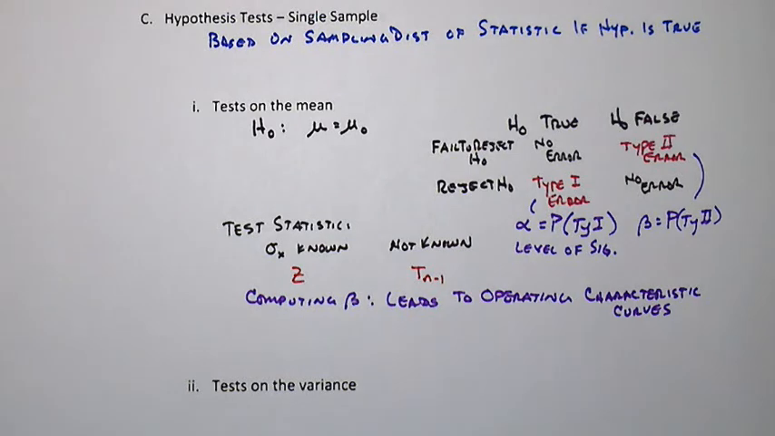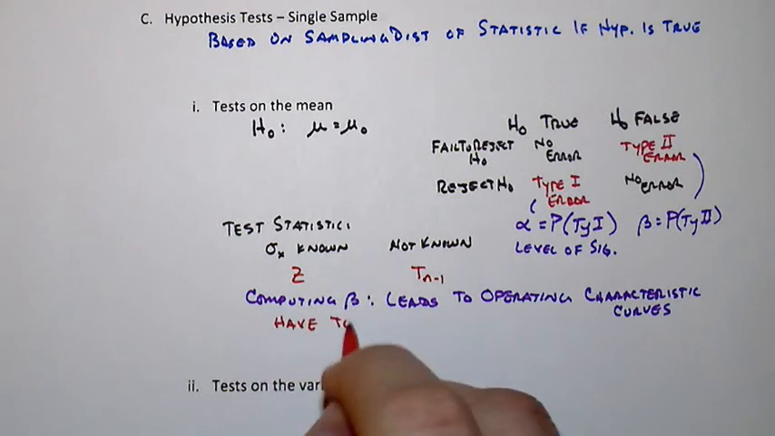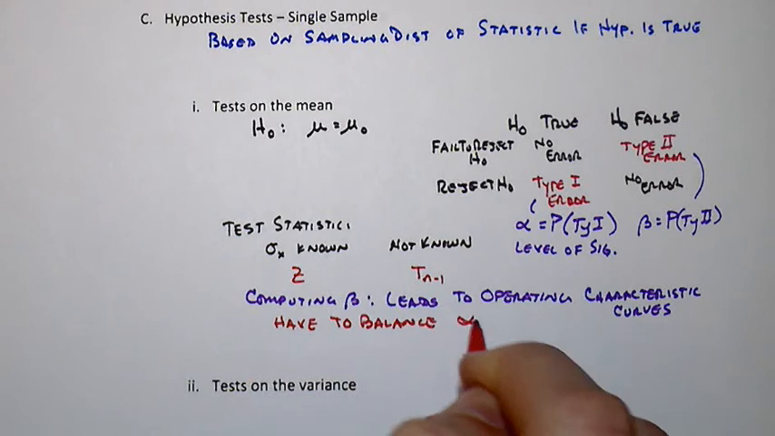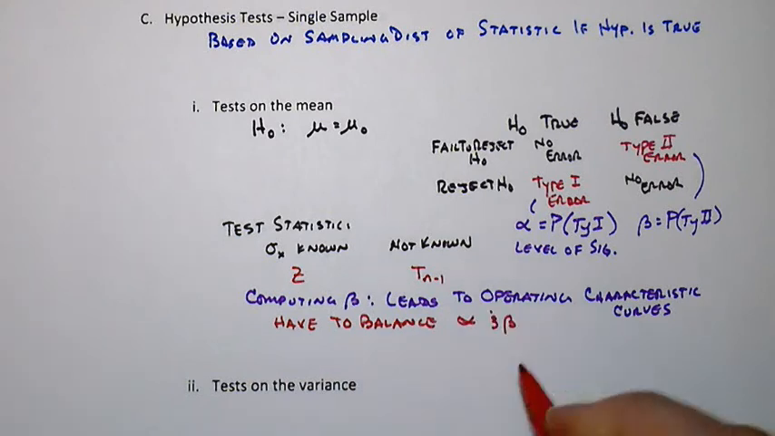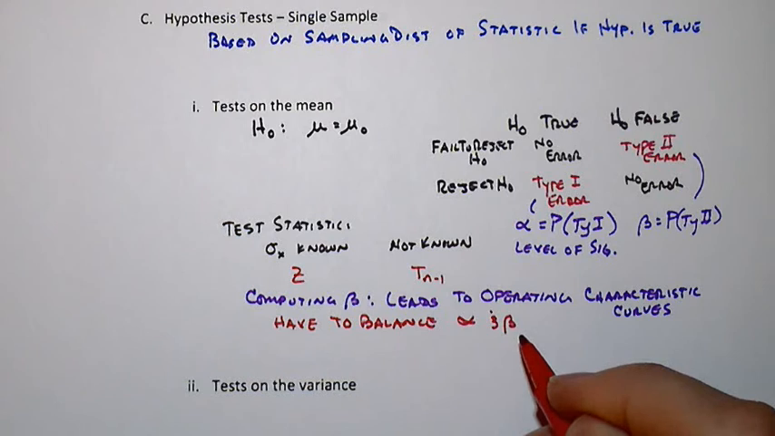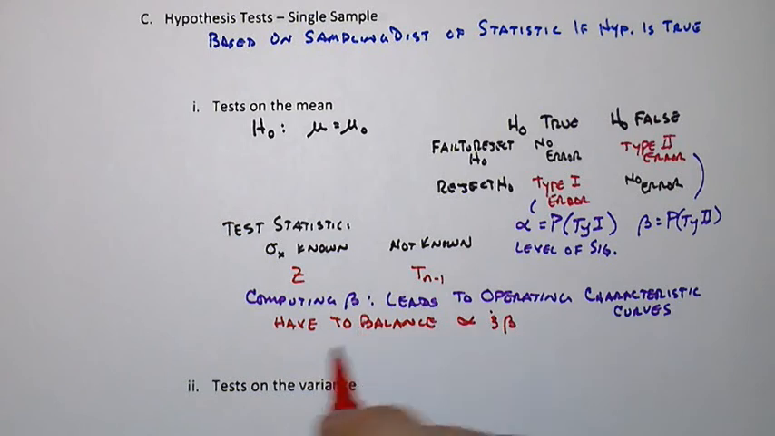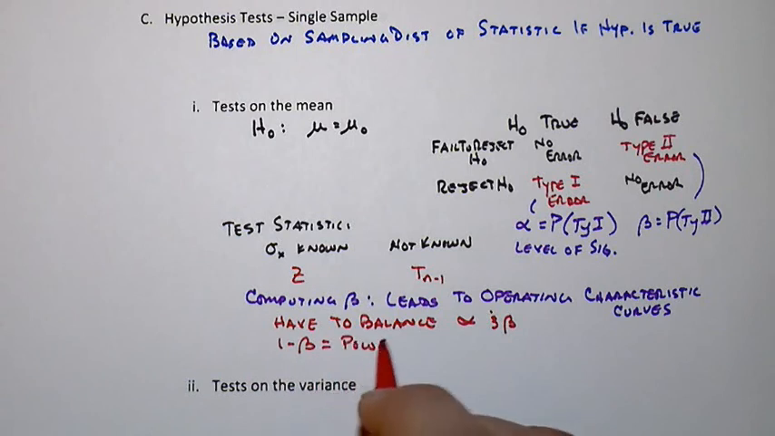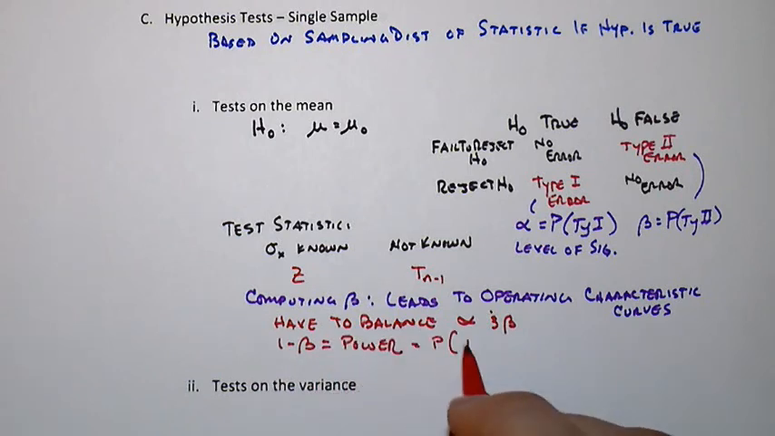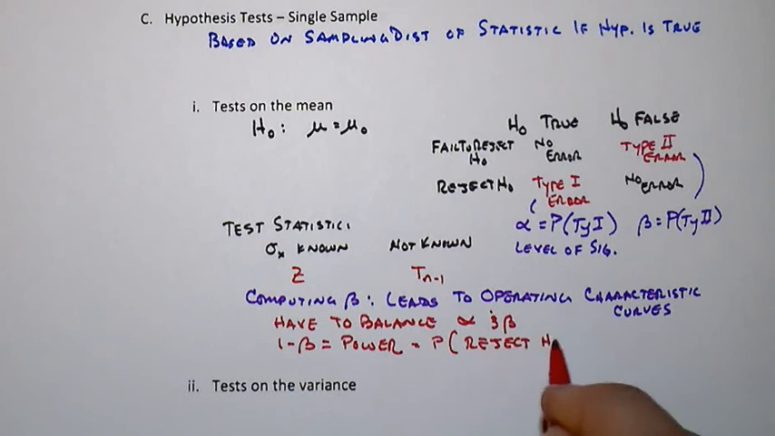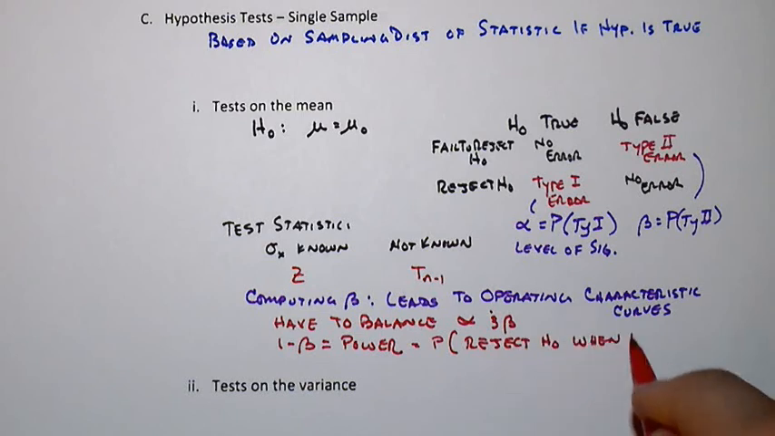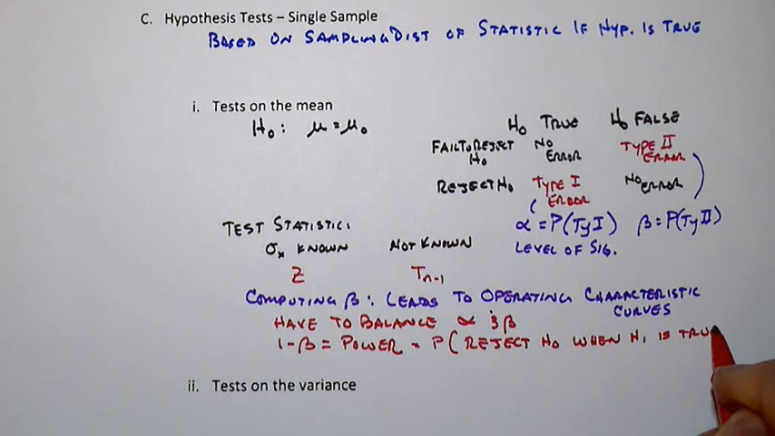But that's one of the yin and yang aspects of this, is that we have to balance alpha and beta. We can't drive one down incredibly small without driving the other correspondingly up. So there has to be some sort of balance between those two. And remember that 1 minus beta was defined as our power, and that's essentially our probability that we reject H naught when H1 is true.